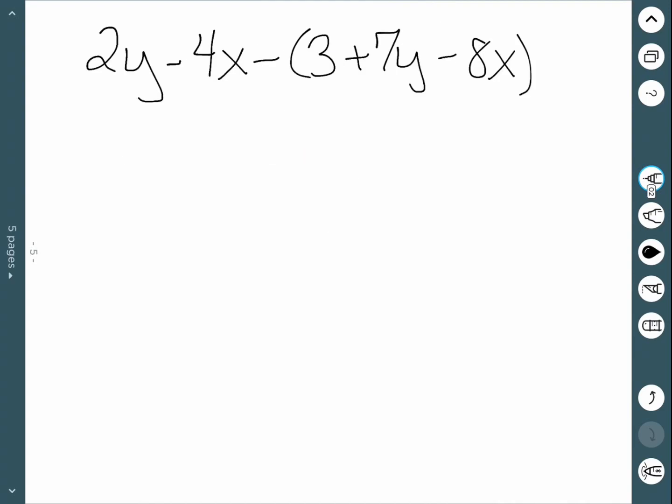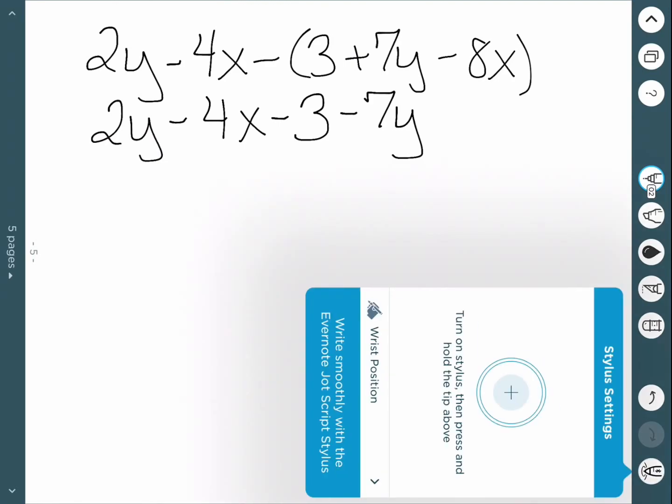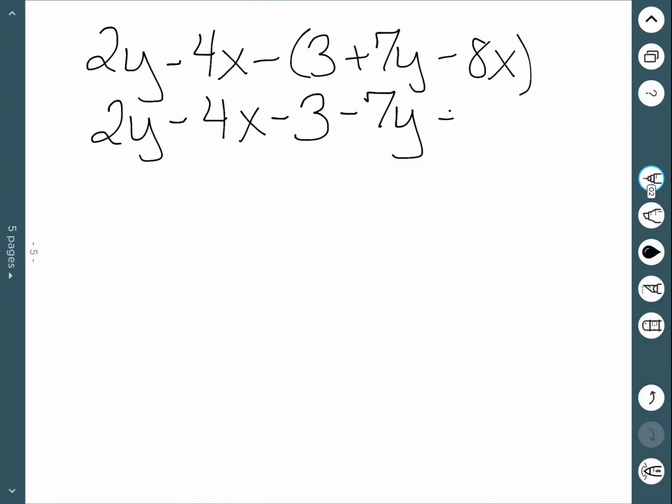What about this one? The key to having a negative sign in front of a parentheses is that we have to distribute that. It's like multiplying through by negative 1. Negative 1 times 3 is negative 3, negative 1 times 7y is negative 7y, and negative 1 times negative 8x is positive 8x. And then we can look at our like terms.